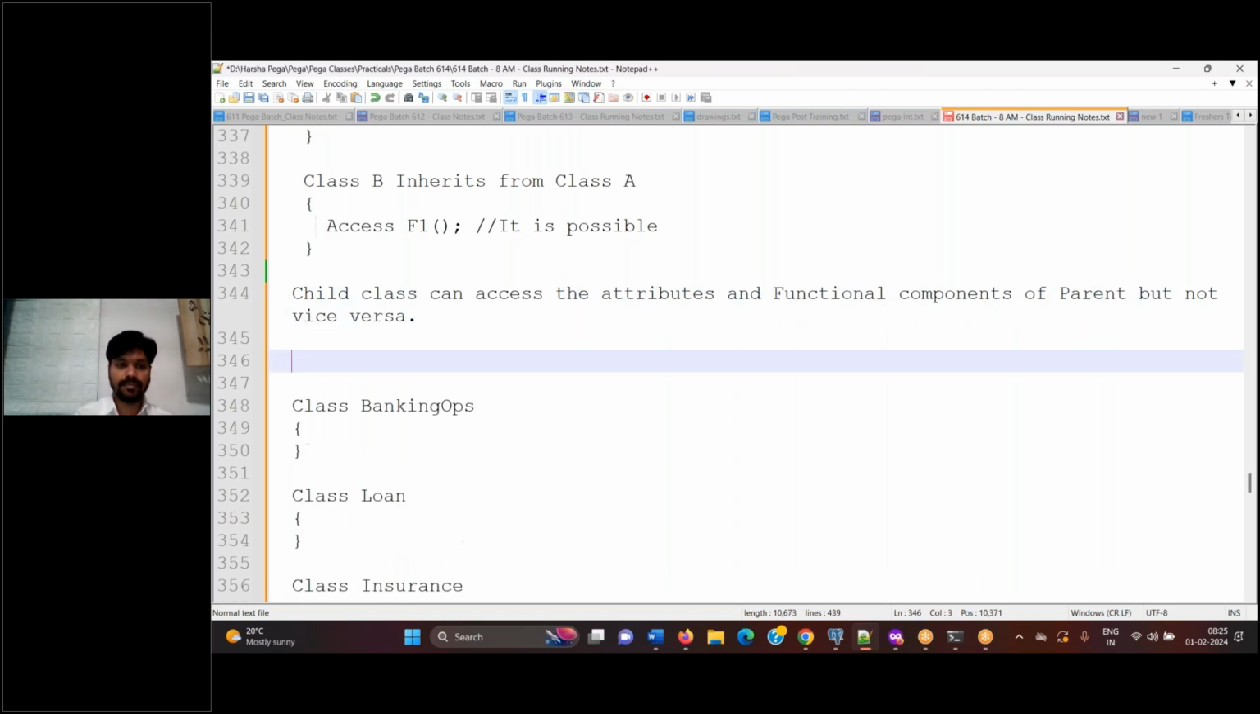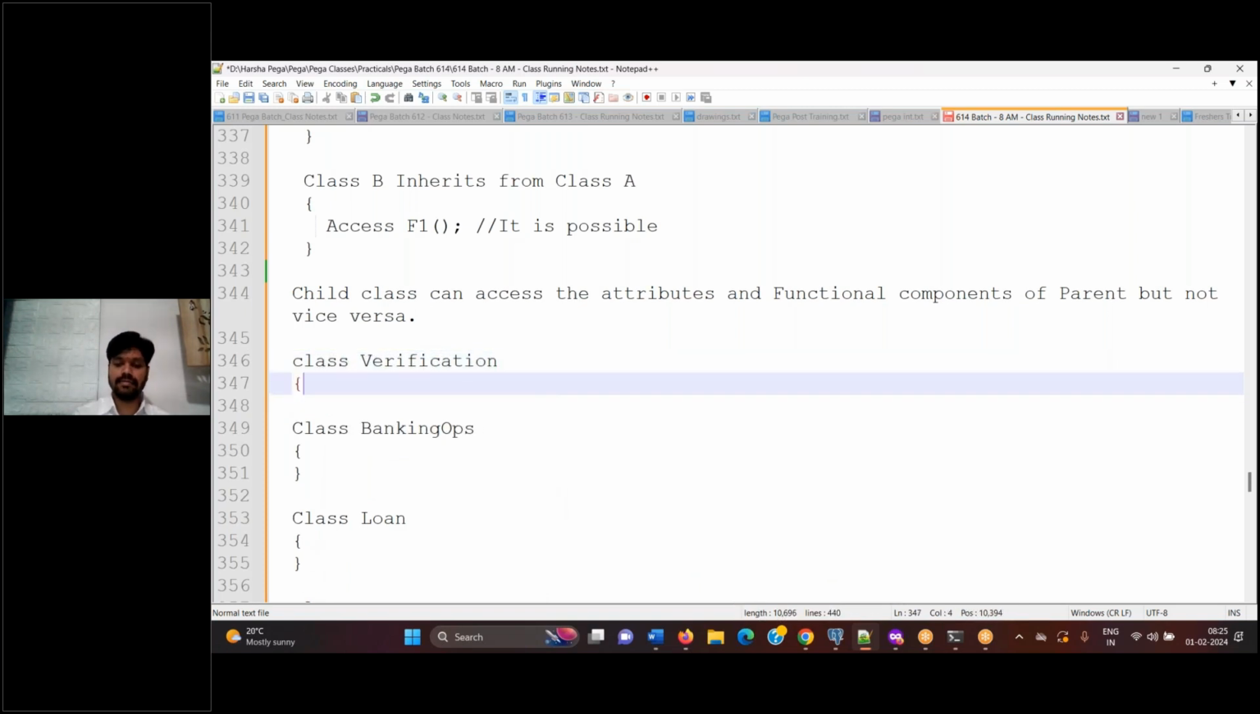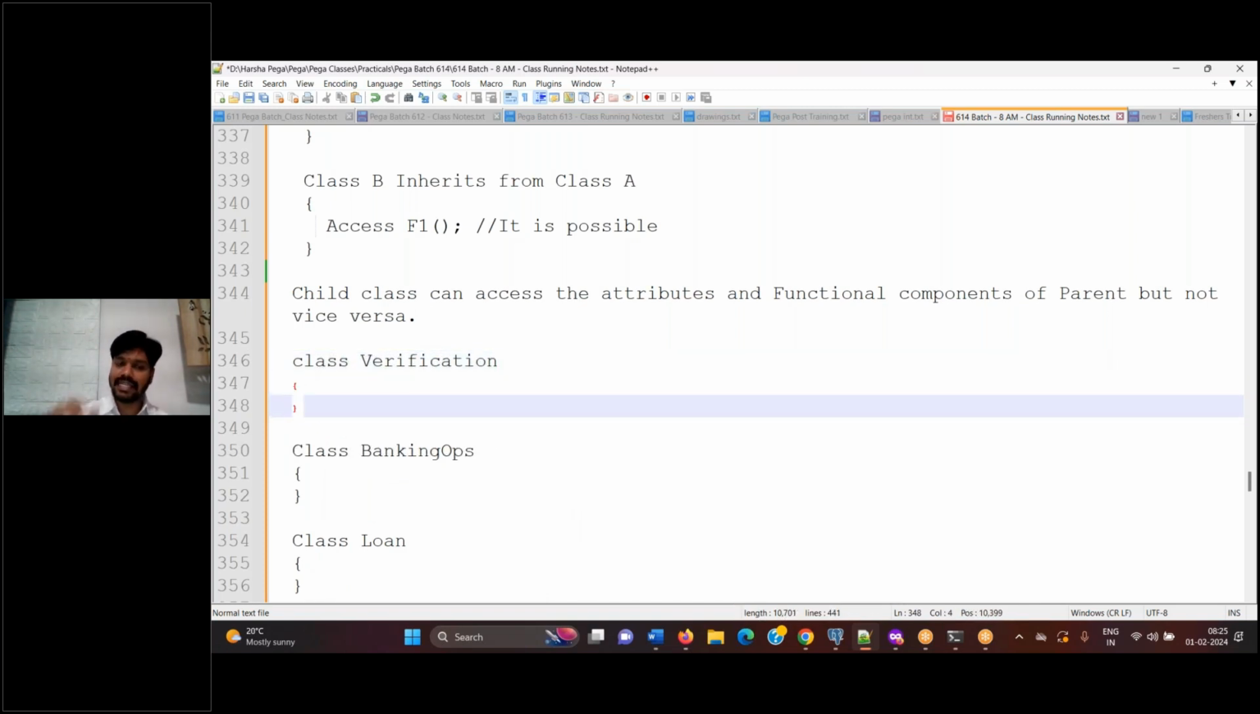What is that? Class verification. One department is there. This department's task is to verify, maybe at loan processing time or insurance processing time or bank account opening. Maybe some different accounts will be there where verification is needed. Now you tell me one thing. Think about it from a general perspective, real life.